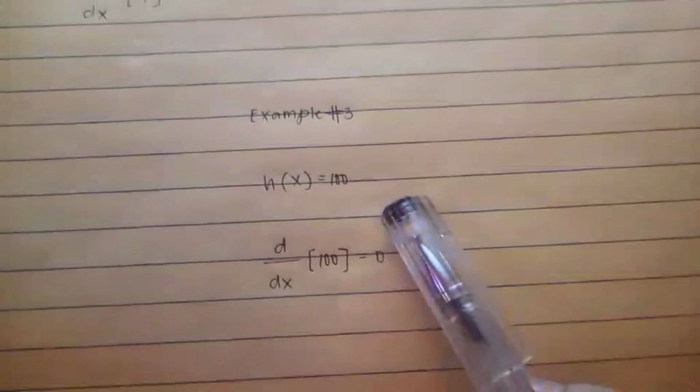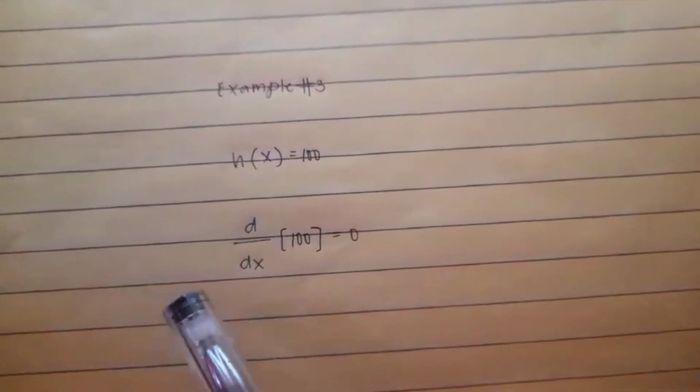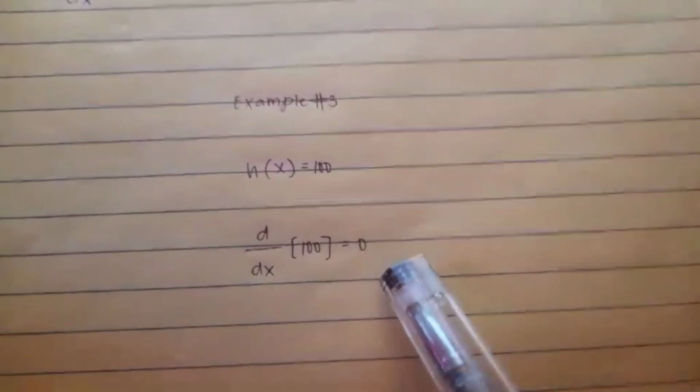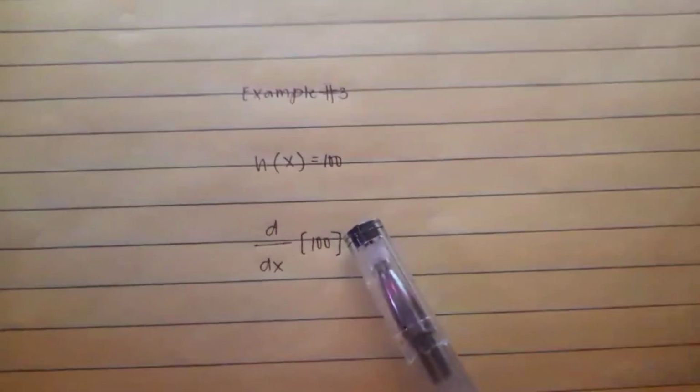Lastly, example 3. This one is a larger constant. h of x equals 100. Using the constant rule, d over dx of 100 equals 0. Since h of x is always 100, it will never change, so the rate of change, or the derivative, is still 0. And that is how we apply the constant rule. Always remember, if it's a constant, the derivative will never change. It will always remain the same value.